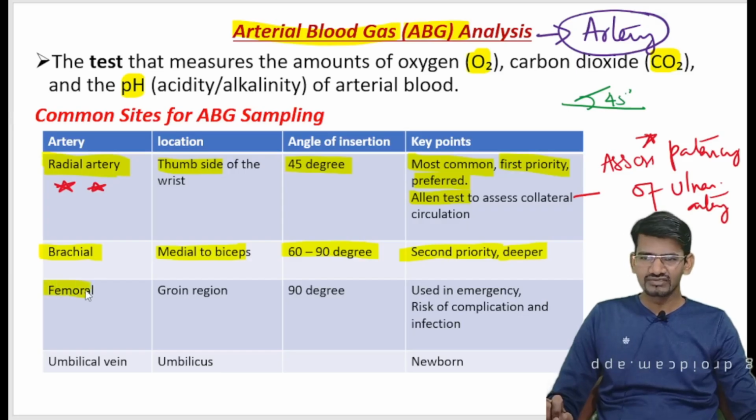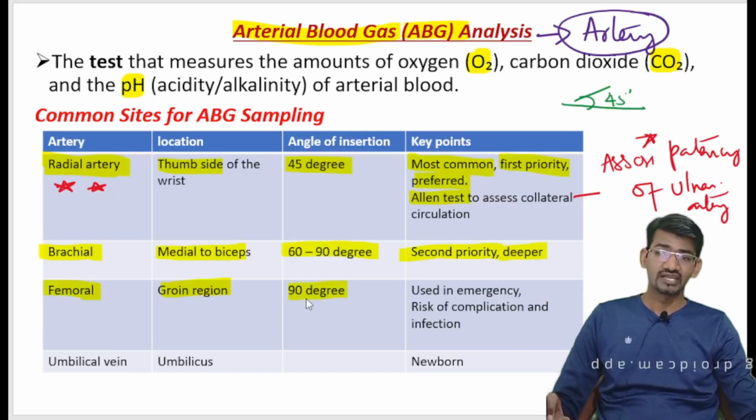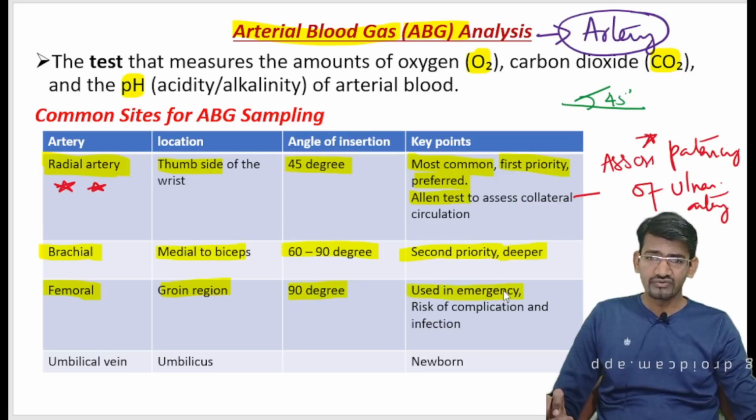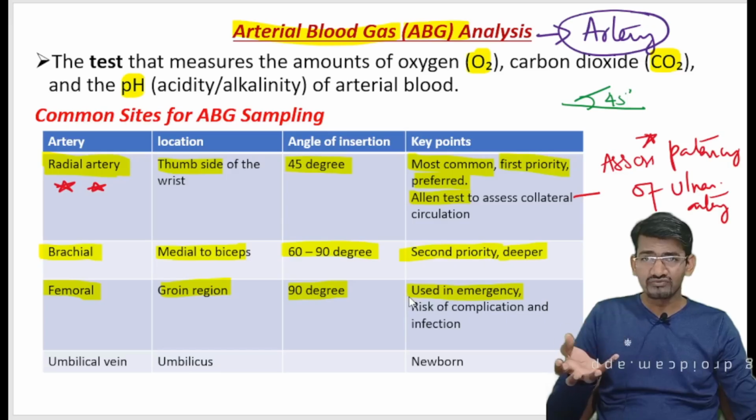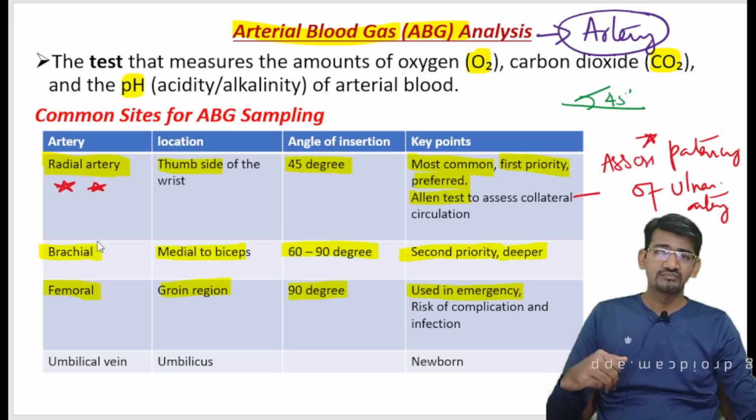And the third one is the femoral. In the groin region you can have the site where the femoral artery is present, and the angle of insertion will be 90 degrees. This is used only in case of emergency, not as a routine for ABG analysis. We usually use the radial artery. The femoral will be considered last: first the radial, then brachial, then femoral.